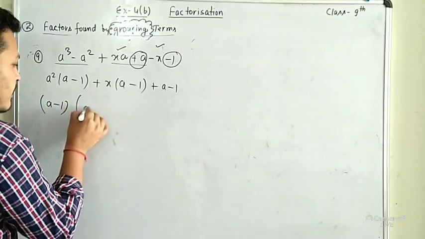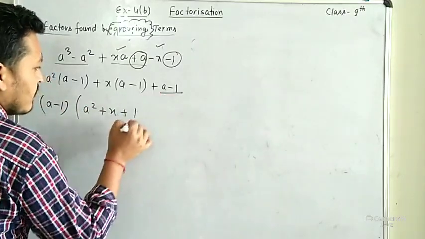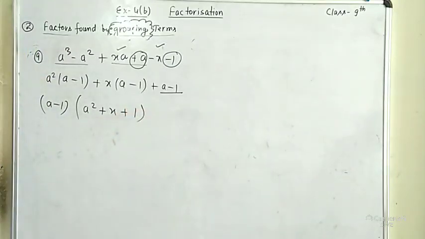Again a minus 1 is common out in the whole bracket: a square plus x, and plus this is also a minus 1, so 1 will remain here. So the solution is a minus 1 times a square plus x plus 1. So these are very simple questions.